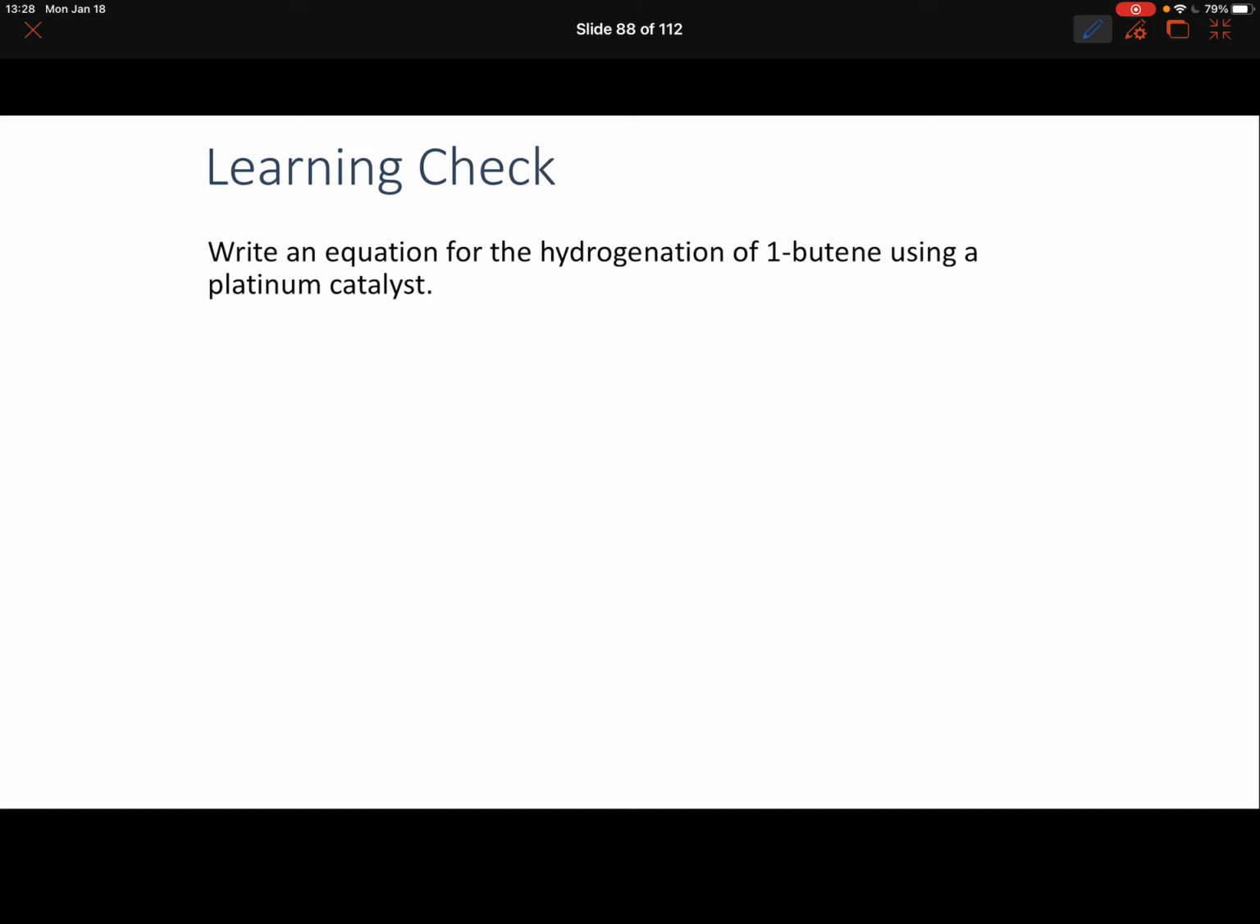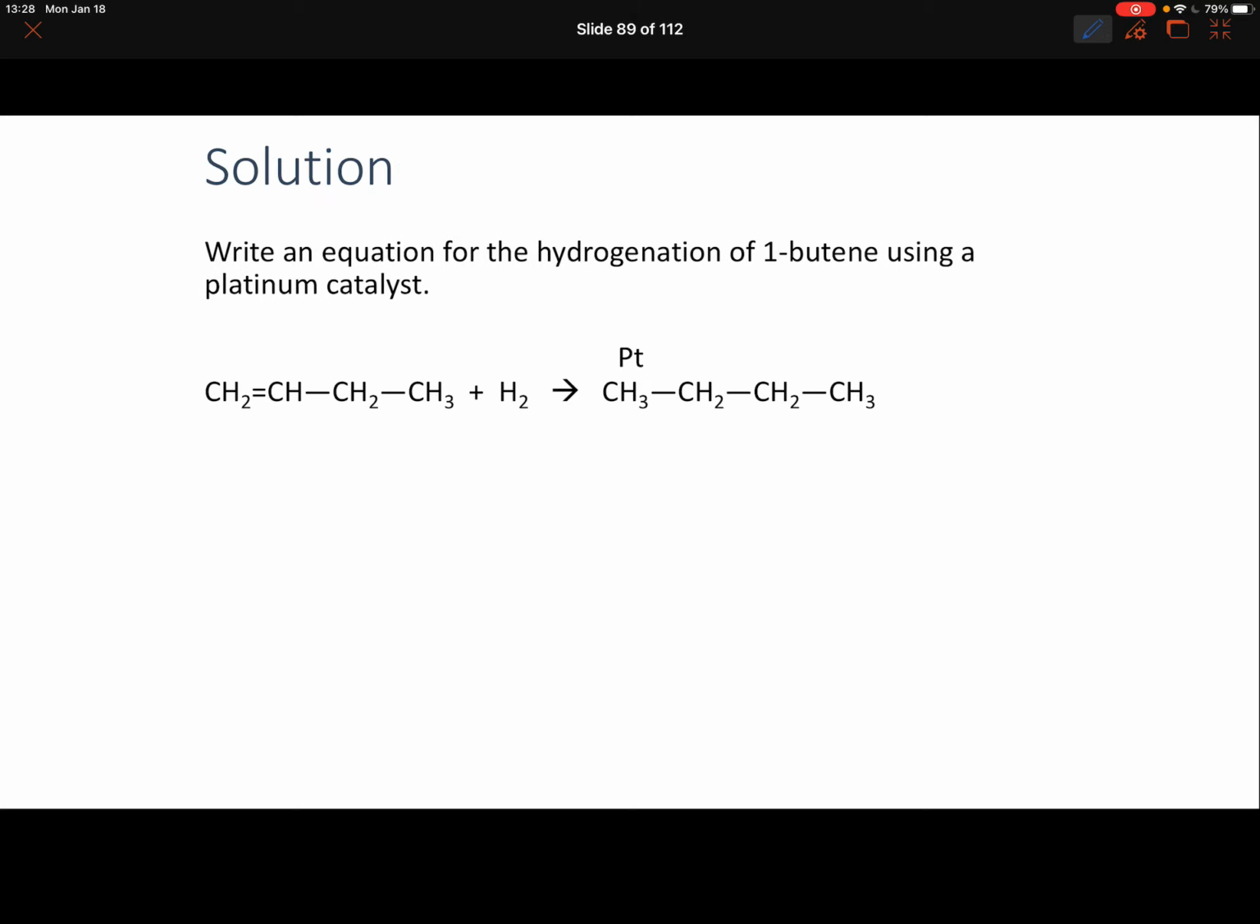Okay, learning check. Write the equation for the hydrogenation of 1-butene using a platinum catalyst. So pause the video, go and investigate what you think that means, give it your best guess, and then check the answer. This is what it's asking for. It wants you to draw 1-butene, to react it with hydrogen gas, to include the platinum catalyst.